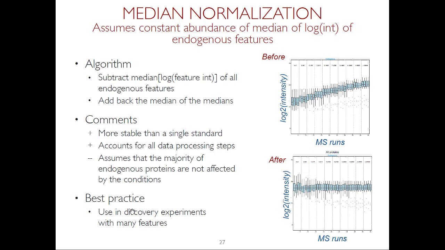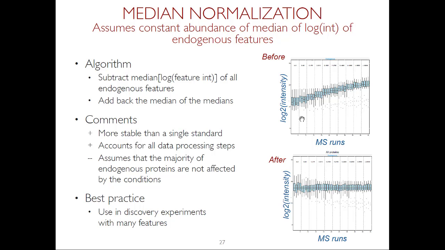And then another approach, if you don't have standards, is to equalize the median of those boxes between the runs. And this is something which was done a lot in gene expression, in microarrays, a long time ago. And it is possible. The problem is that these methods assume that the majority of features do not change in abundance between conditions. If they do, then you remove the actual biological effect.